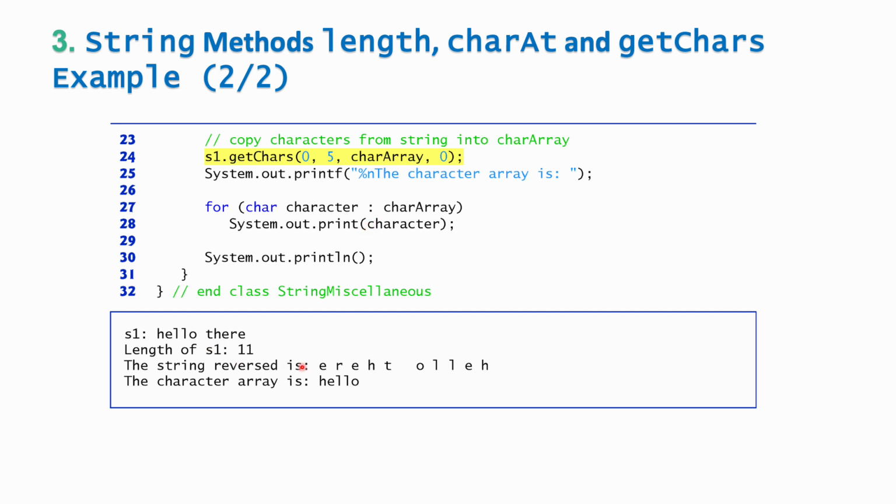Here is the output of this program. As you can see, it displays the string value of S1, which is "hello there", and displays the length of S1 to be 11, which equals the number of characters in the string "hello there". Then it displays the characters of string S1 in the reverse order. And the content of charArray after copying is the first 5 characters of the string "hello there", which are from the substring "hello".